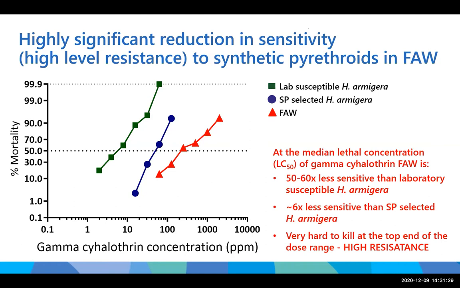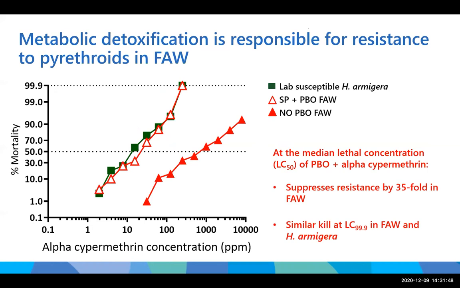So I suppose one of the questions is, why is fall armyworm so resistant to SPs? Well, of course, as we've said, global selection pressure is the thing that's driven resistance levels to such a point that it makes SPs pretty much ineffective in fall armyworm. And there's also some pretty compelling evidence to suggest that the reason for this is metabolic detoxification in fall armyworm. And this evidence has come from our inhibition studies, where we've used the synergist PBO, or piperonyl butoxide.